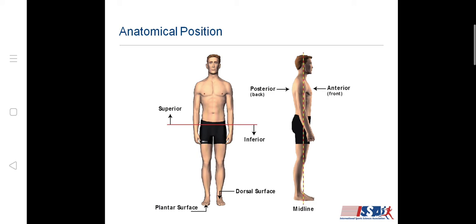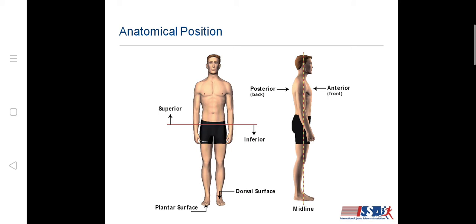But first, let's cover a few terms that are important when referring to parts of the body. Anatomical position is the most widely used reference point for analyzing the body. In anatomical position, the body is assumed to be standing with feet together, the arms to the side, and the head, eyes, and palms facing forward.